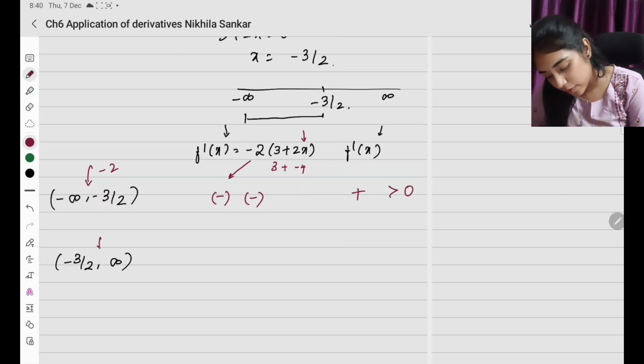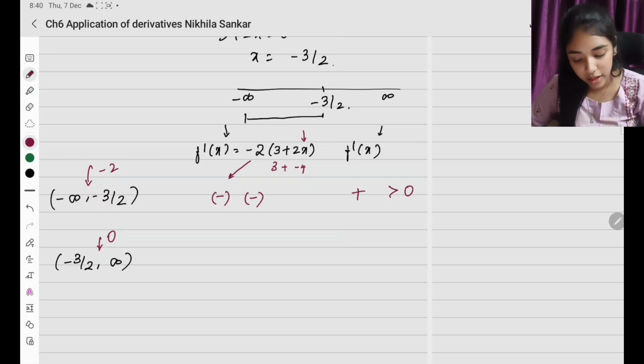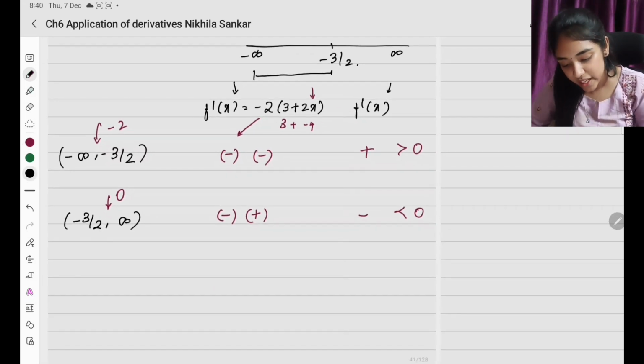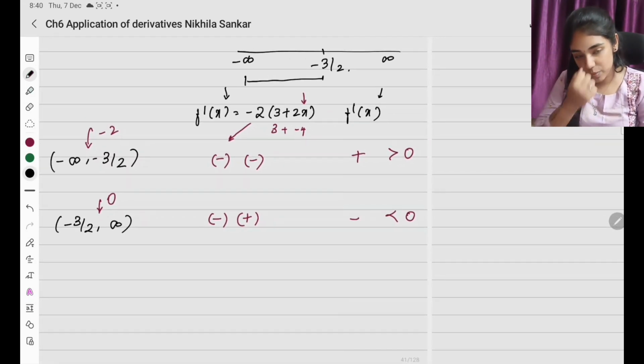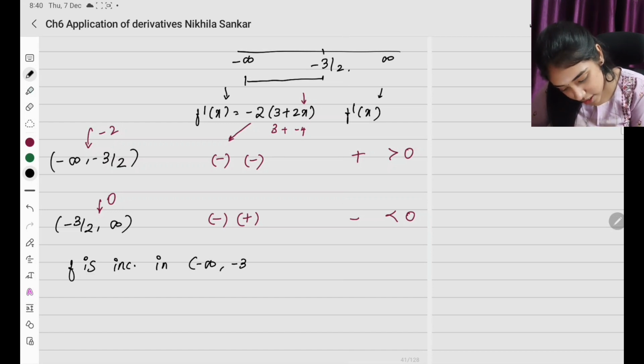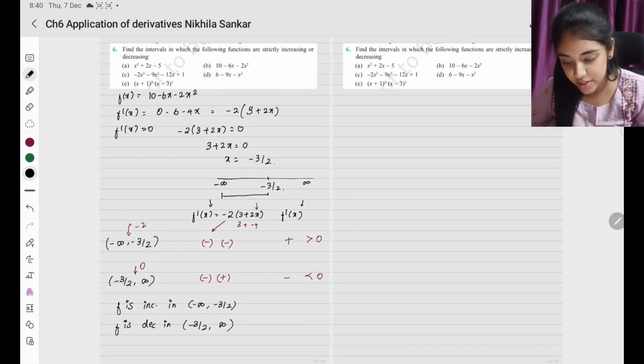Okay. Now, in this interval, I can maybe substitute the value 0. So, negative is always going to be there because of minus 2. 3 plus 2 into 0 is going to be a positive value. So, minus into plus is going to be negative, which is less than 0. So, in which interval is it increasing? It is going to be increasing in the first interval. So, f is increasing in minus infinity to minus 3 by 2. And f is decreasing in minus 3 by 2 to infinity. Okay, please copy.